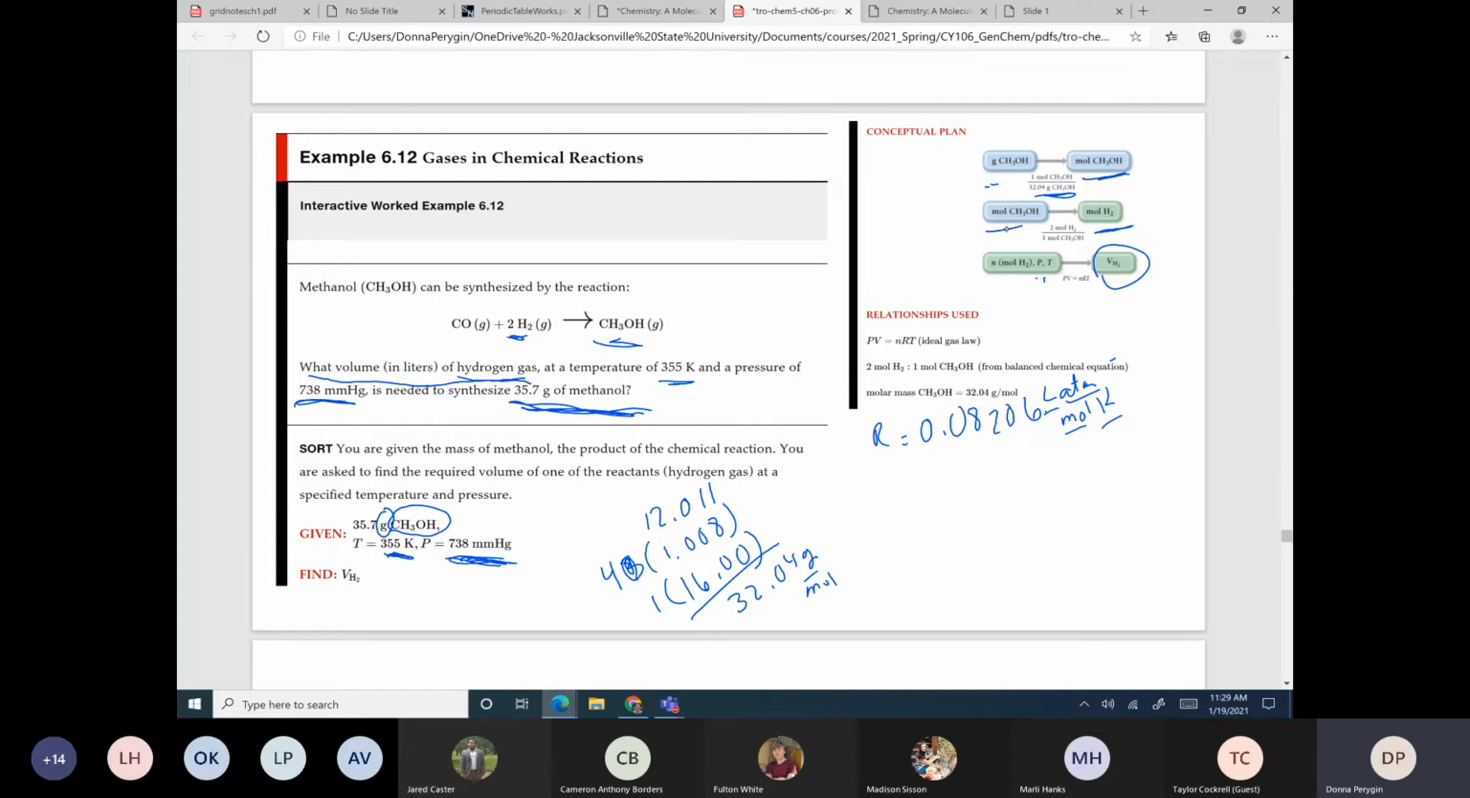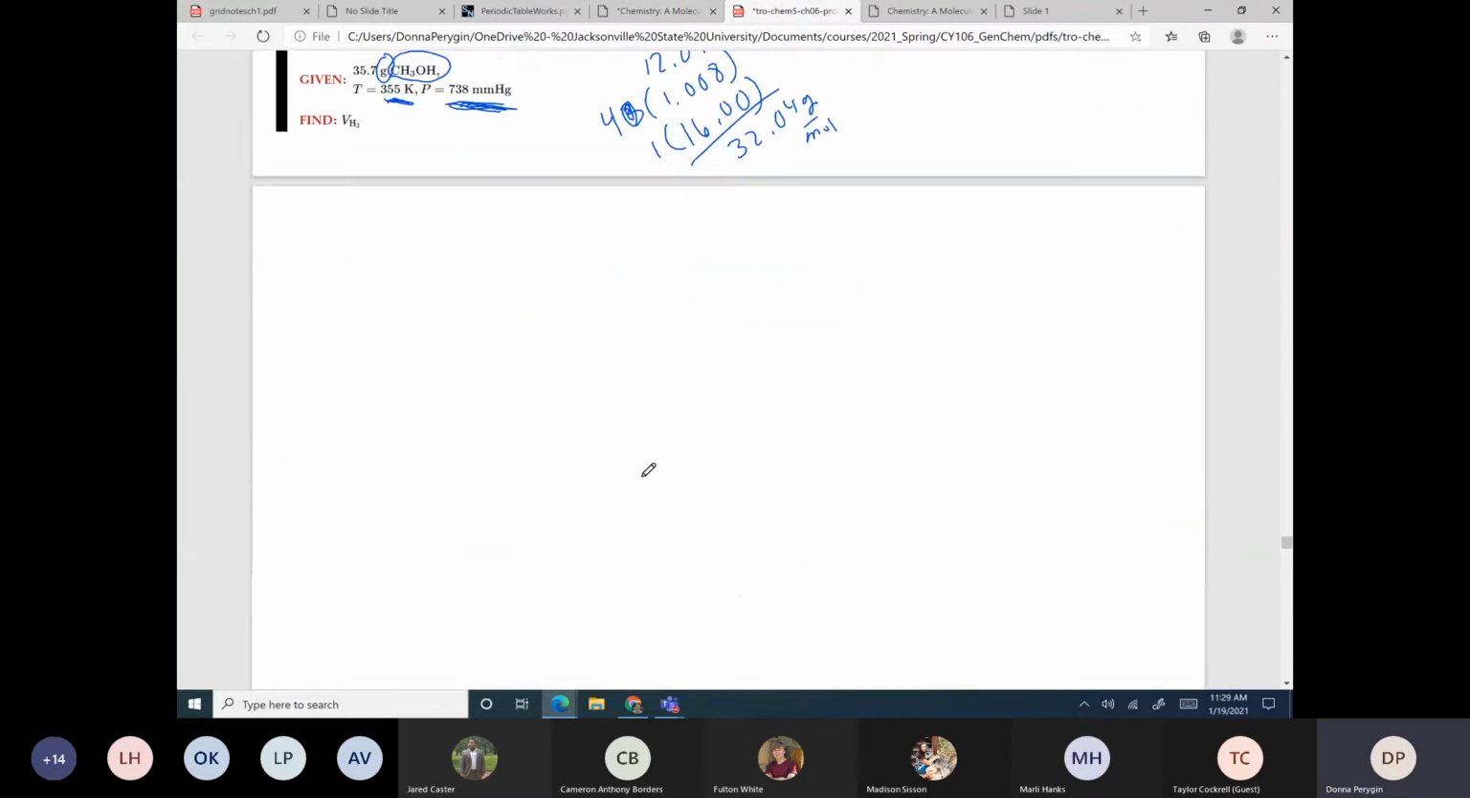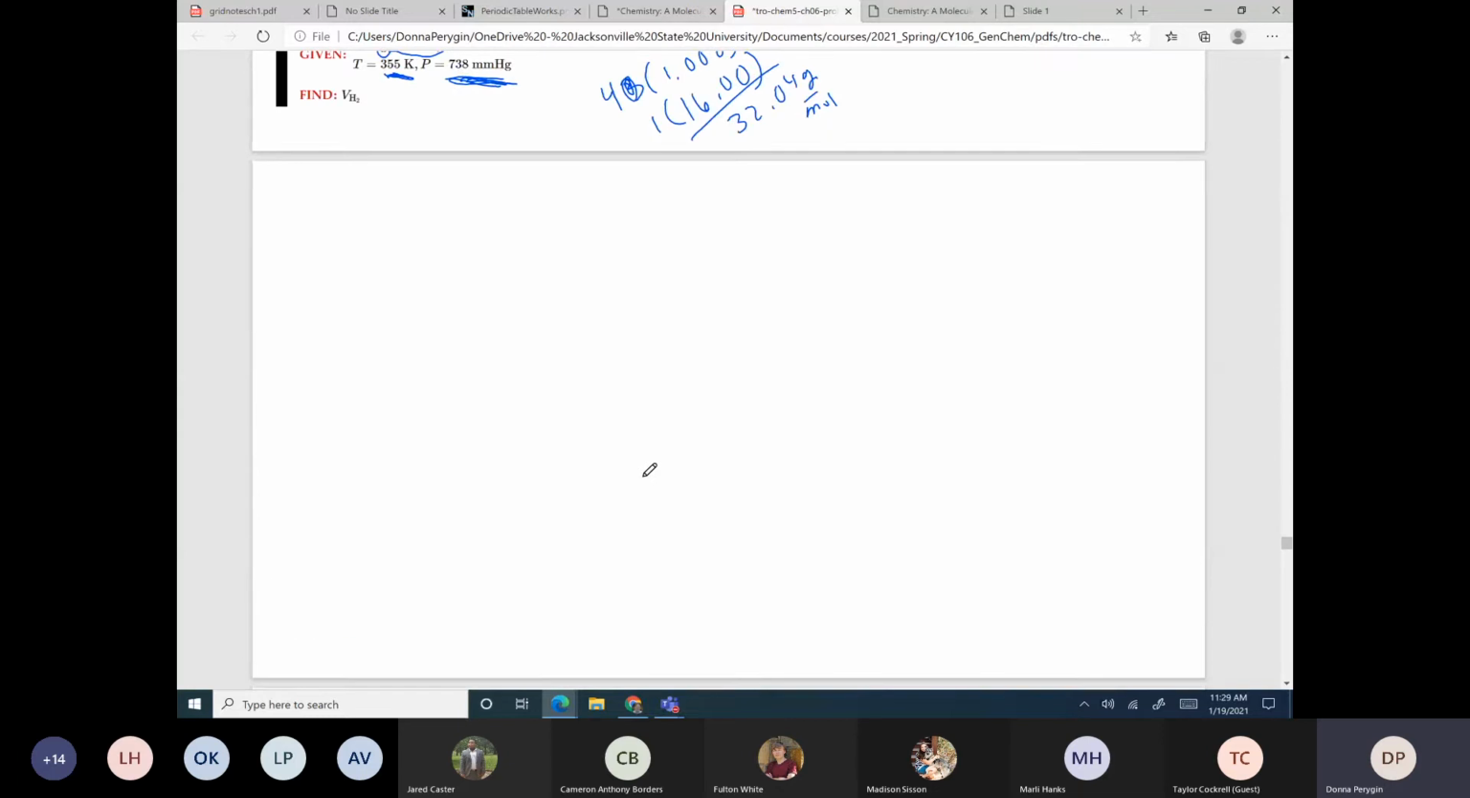And then we can go from moles of methanol to moles of hydrogen from the molecular formula. We've got 2 moles of hydrogen to 1 mole of methanol, okay? And then when we get moles of hydrogen, we can convert that to volume of hydrogen from our PV equals nRT formula. Okay, so let's go ahead and work that problem.